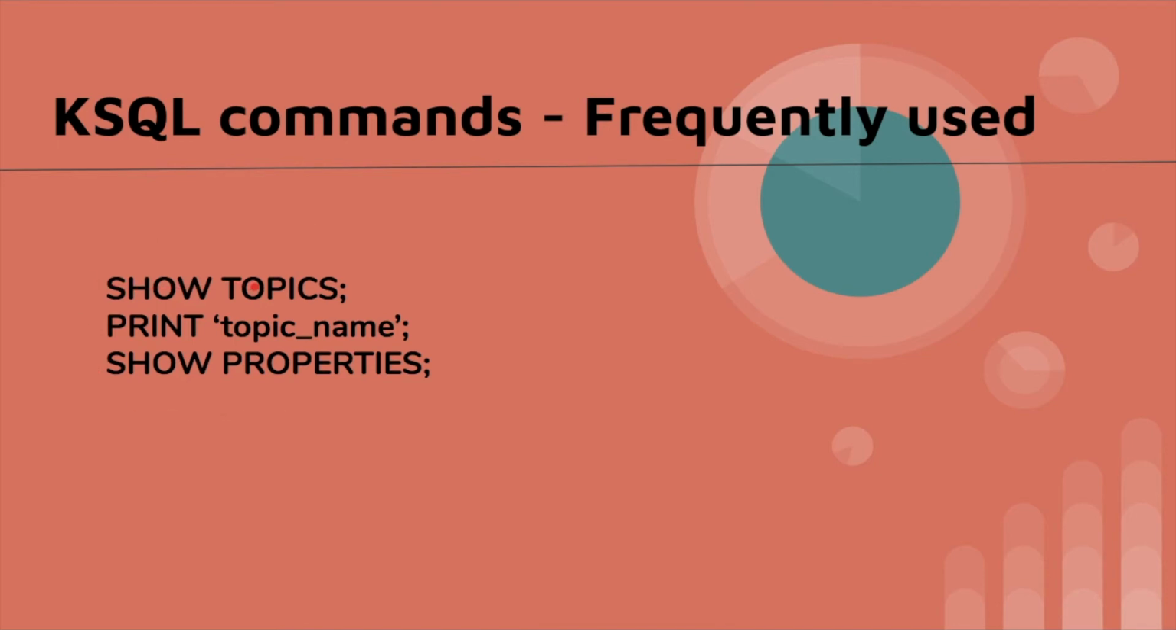First is show topics. If you want to list down the topics from your Kafka brokers, you can do that directly from the KSQL CLI. Also, if you want to read the data from a particular topic, you can do that with the print command. And if you want to see the server properties, you can do that with the show properties command.